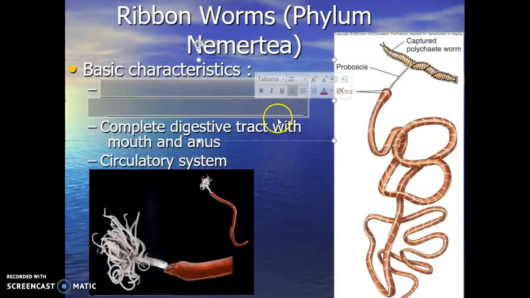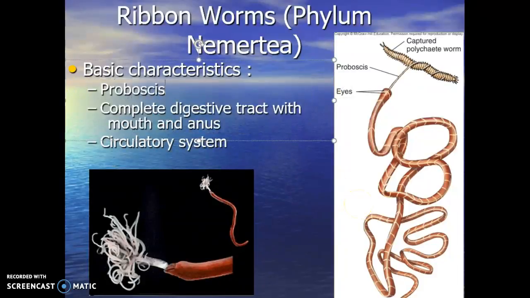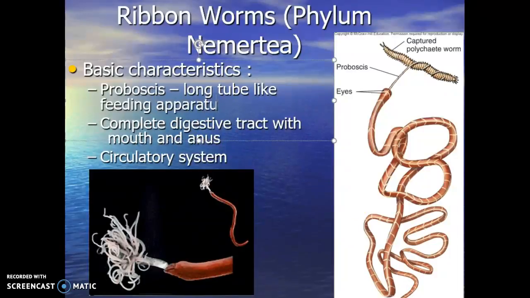Ribbon worms, neat group, kind of weird group. This is phylum Nemertea. The key feature for this group is called a proboscis. This is a long tube-like feeding apparatus that they will shoot out of their mouth when they're trying to capture prey. So we look at the picture over here.